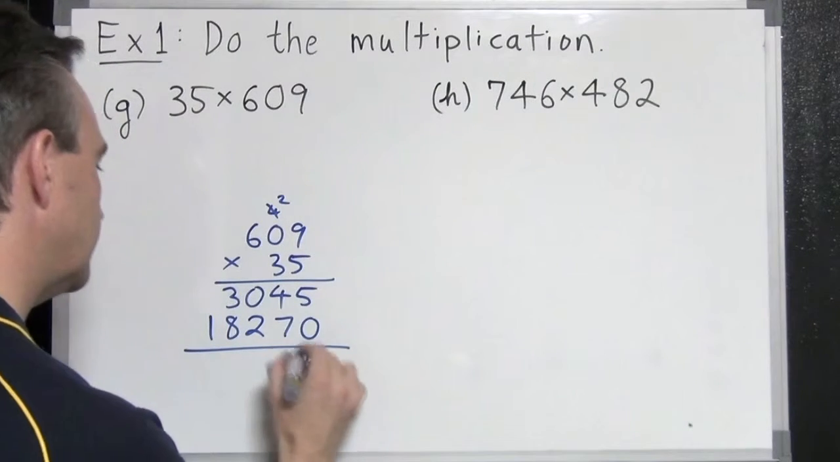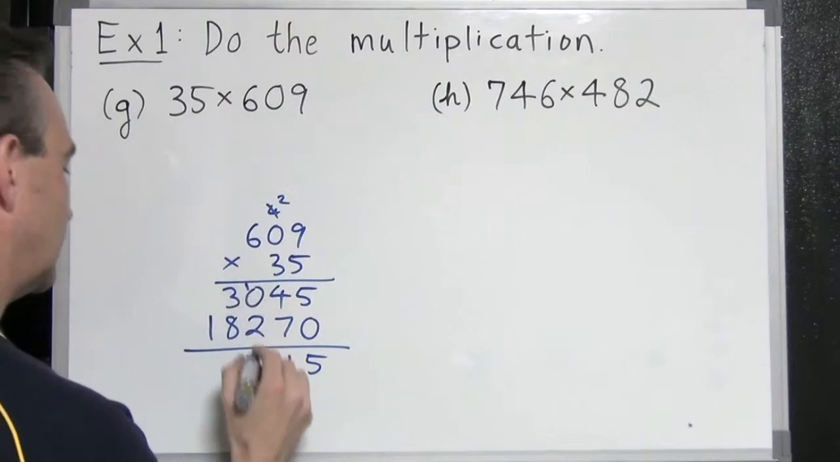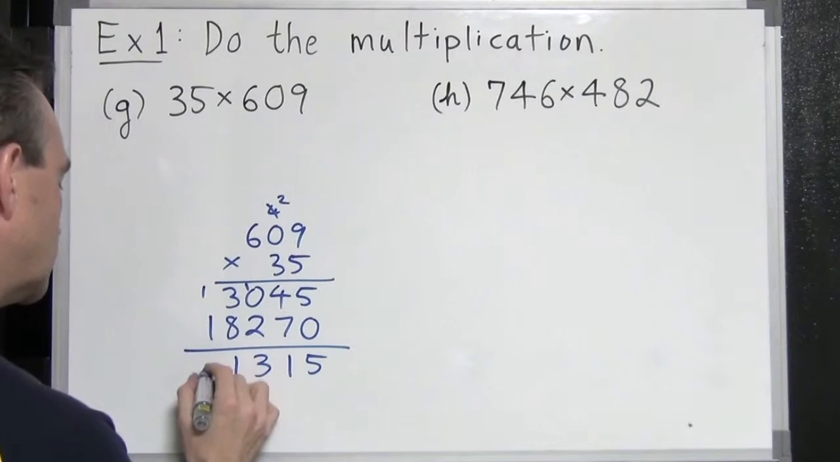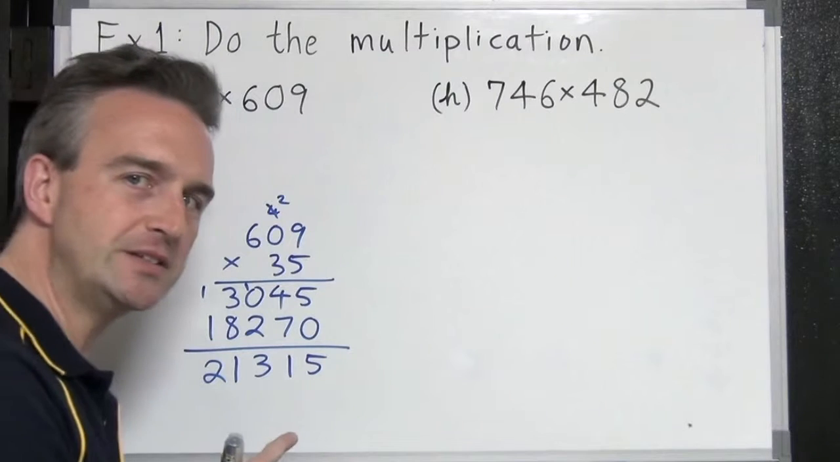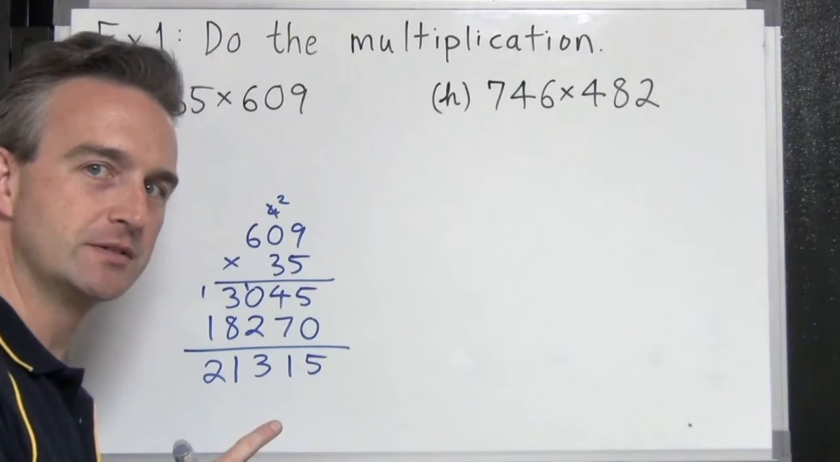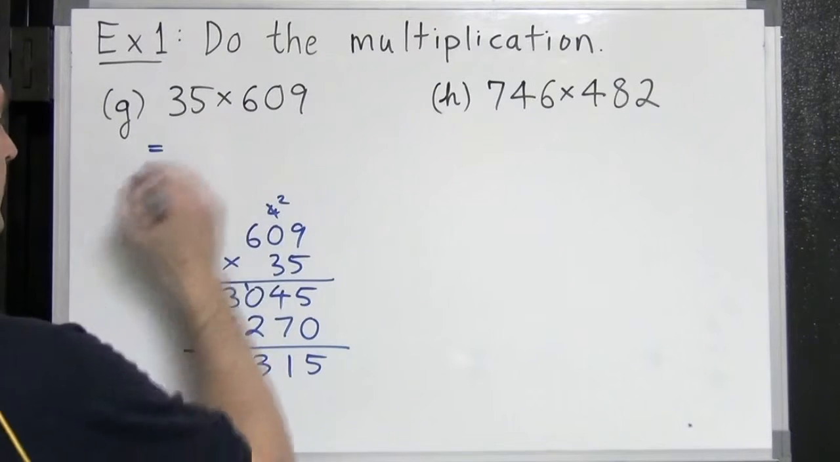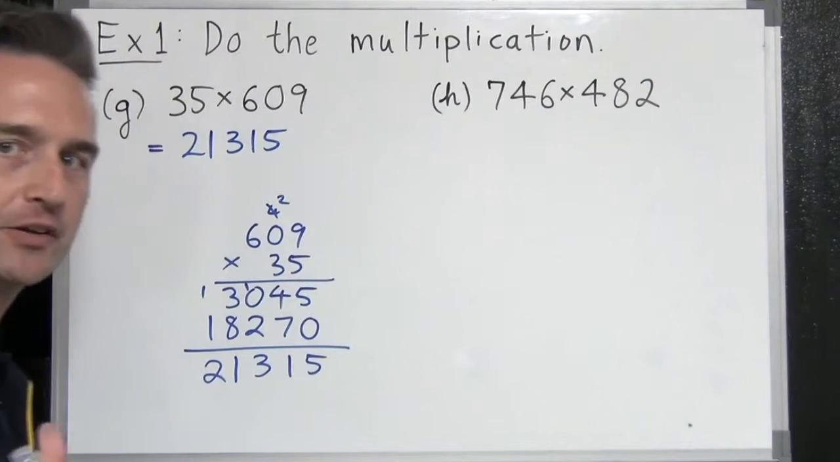5 plus 0 is 5. 4 plus 7 is 11. Carry the 1. 2 plus 0 is 2, plus 1 is 3. 8 plus 3 is 11. Carry the 1. 1 plus 1 is 2, I believe. Final answer. Can you actually say this? Give it a try first. Hopefully you could. This number is 21,315. Well done if you got that.